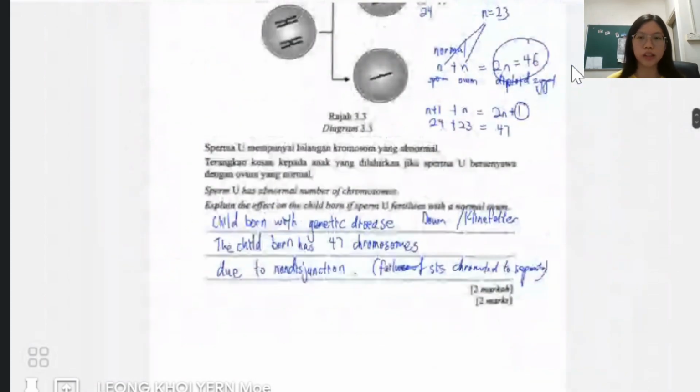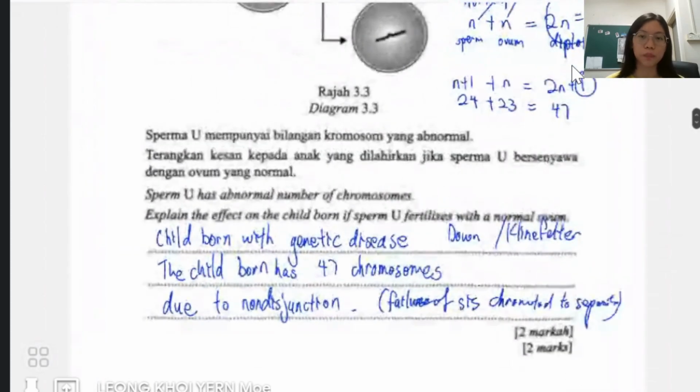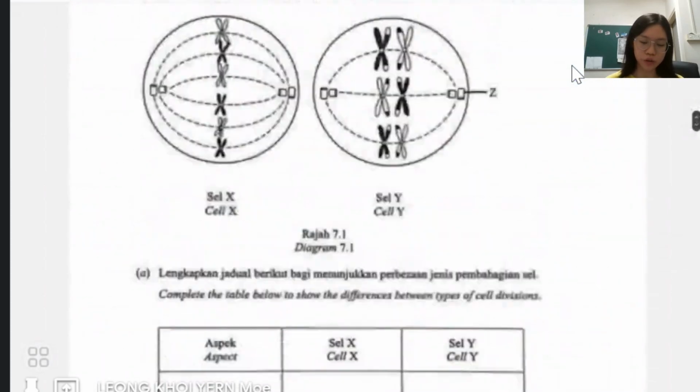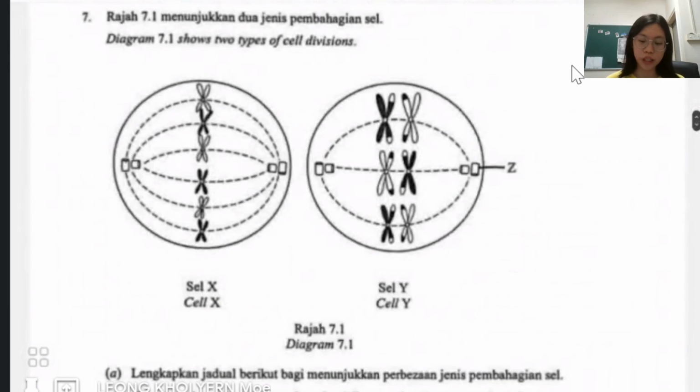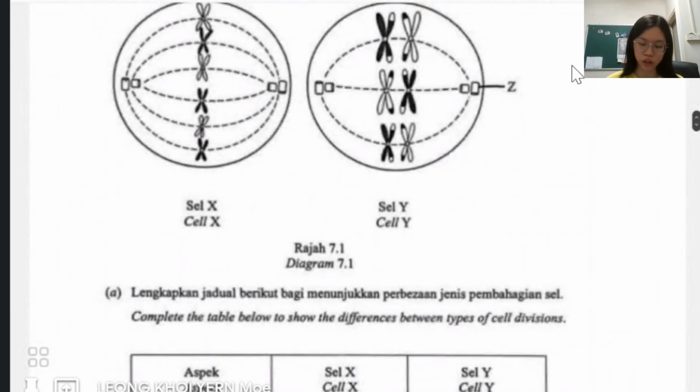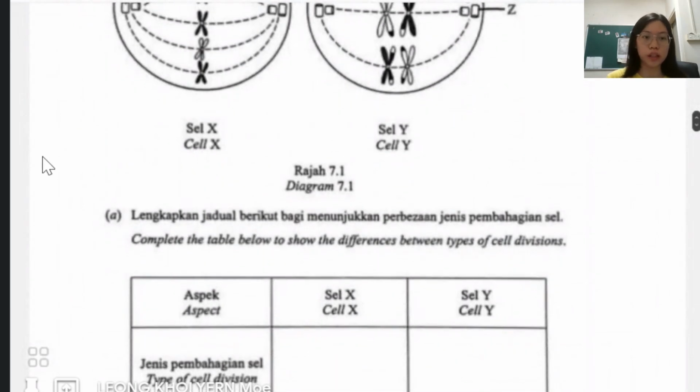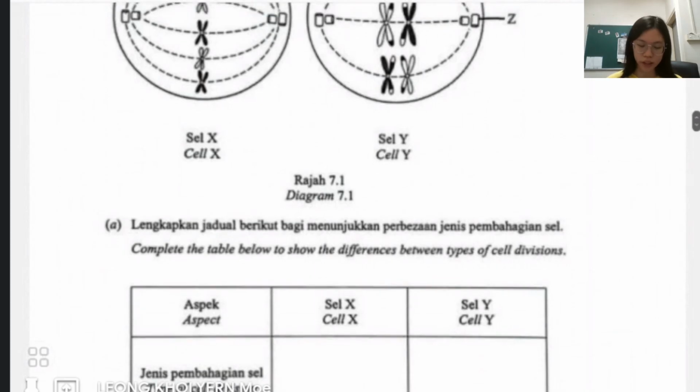Okay, this is quite a tricky question, but it's actually a very hot topic. Okay, now let's continue with this. It shows two types of cell division. They want you to complete the table below to show the differences between them. So what are the differences between cell X and cell Y?